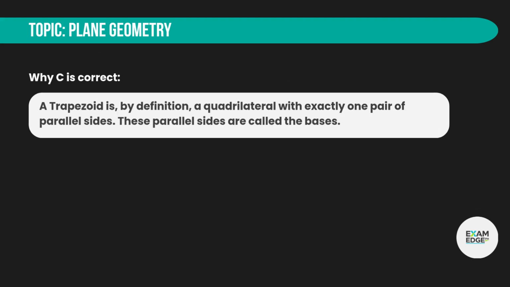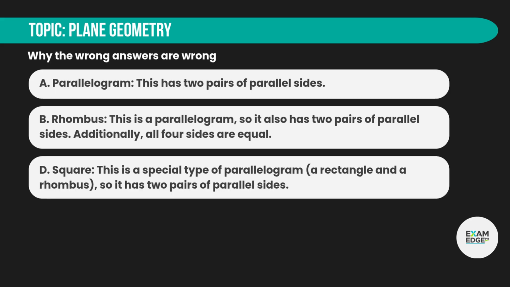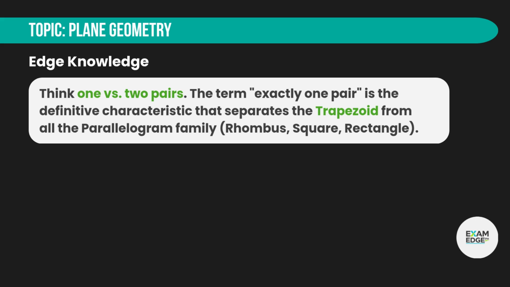Why C is correct? A trapezoid is, by definition, a quadrilateral with exactly one pair of parallel sides. These parallel sides are called the bases. Why the wrong answers are wrong? A. Parallelogram. This has two pairs of parallel sides. B. Rhombus. This is a parallelogram, so it also has two pairs of parallel sides. Additionally, all four sides are equal. D. Square. This is a special type of parallelogram, a rectangle and a rhombus, so it has two pairs of parallel sides.